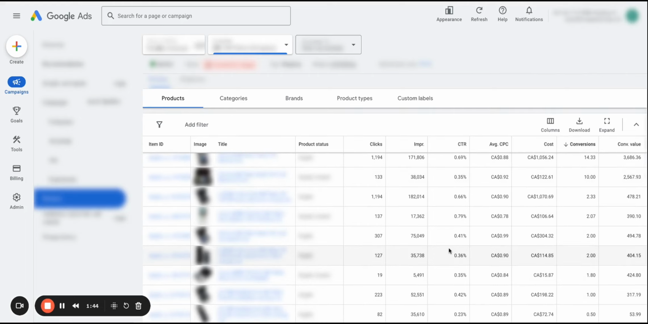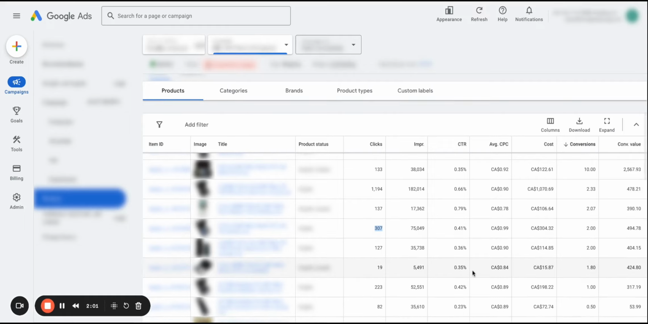We can see that we have here a product, for example, that has gotten two conversions at 307 clicks, but it's a very slight positive conversion value. So the return here isn't great, and I would assess that as well. And we even have products here that have a negative return.